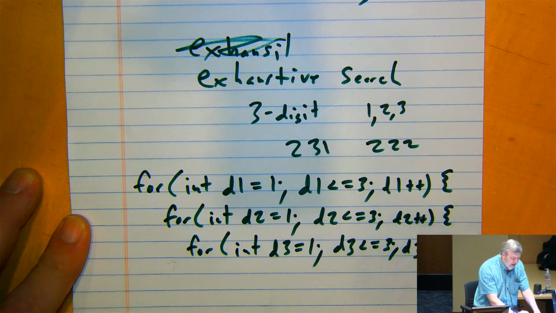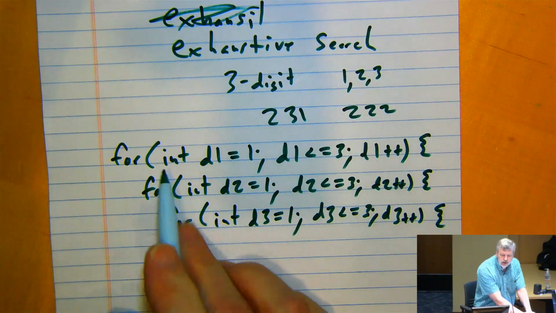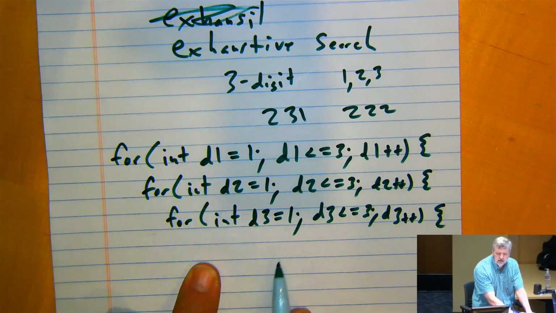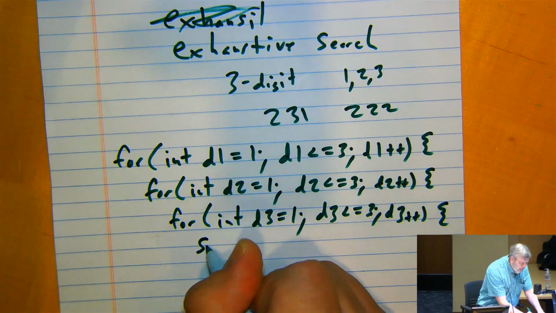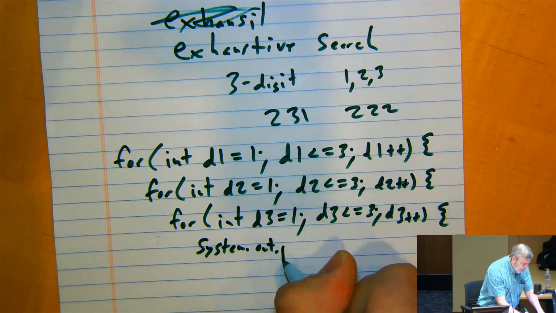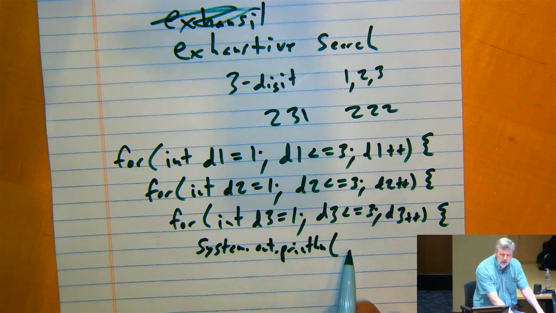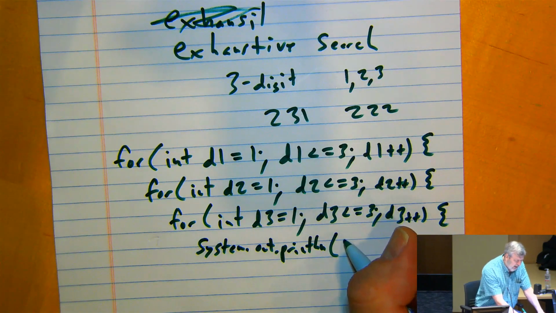Inside here, I will have chosen a d1, a d2, and a d3. Initially, this nested loop structure is going to generate 111, which is the smallest number of this form. So maybe we'll just do a System.out.println in here. How do I print this? Can I print d1 plus d2 plus d3? You know that's not right. That gets you the sum of the digits.